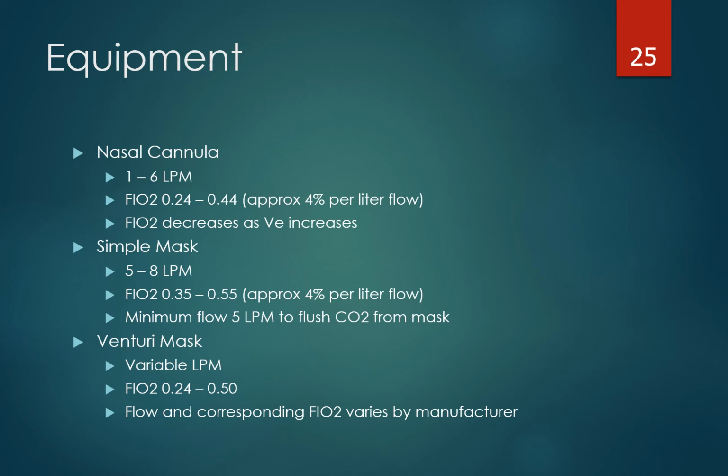Venturi masks are good if you want to give a higher level of FiO2 and if you want to really control the FiO2 being delivered to the patient. So in regard to the hierarchy of oxygen therapy, nasal cannula is the lowest, followed by a simple mask, followed by a Venturi mask, followed by a non-rebreather mask. And then you can get into high flow oxygen systems, but I'm not really talking much about that during this presentation because that's a whole lecture in itself.